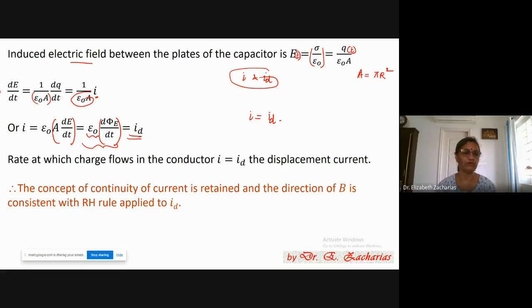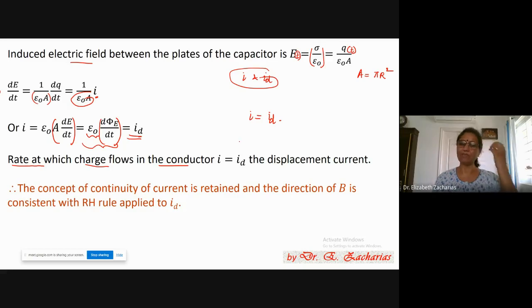There is an important result coming. What is conduction current? Conduction current is the rate at which the charge is flowing in the conductor. That is going to be equal to the displacement current. So if the conduction current becomes zero, displacement current will become zero. If the conduction current is a maximum, displacement current also is a maximum. And this is I equal to ID.